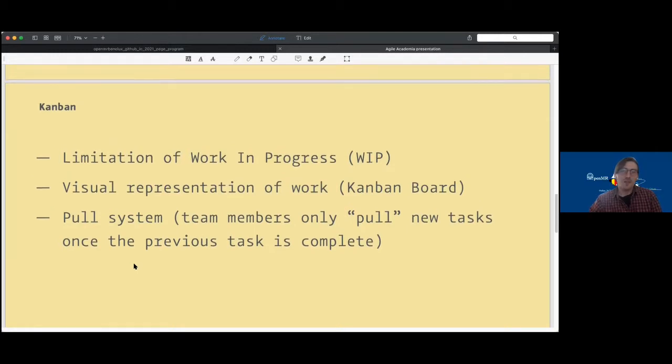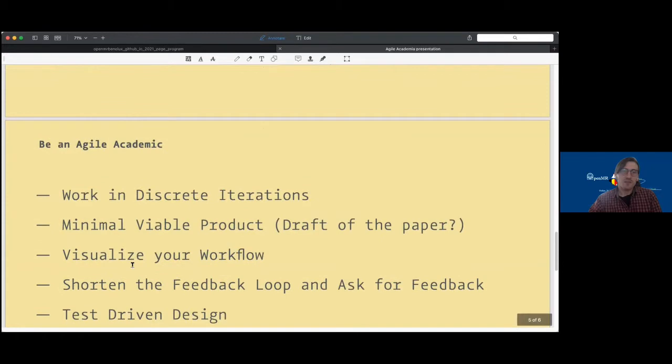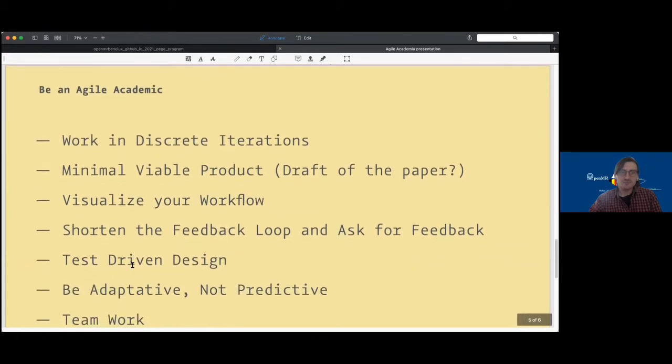And then, about being agile in academia: how could this be implemented? What is productive?